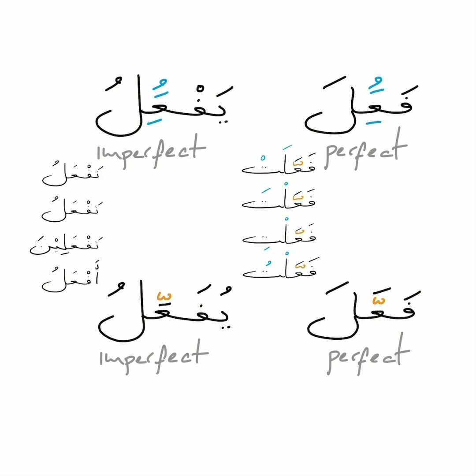So taf'alu is form 1. To make it form 2, you say tufa''ilu, tufa''ilina, and ufa''ilu.